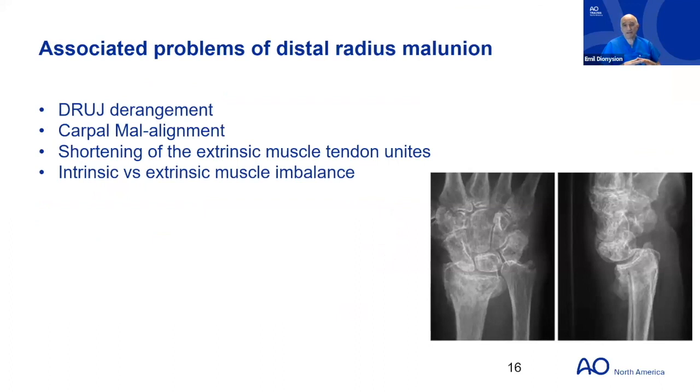Now, what happens with this malunion of the distal radius? The change in the distal radioulnar joint will cause problems with the smooth gliding and function of that joint. Once we have the joint tilted, carpal malalignment will be another problem. Shortening of the skeleton will cause extrinsic muscle weakness because of the relative lengthening, and then there's going to be a mismatch between the extrinsic and the intrinsic muscles, and they all result in weakness.